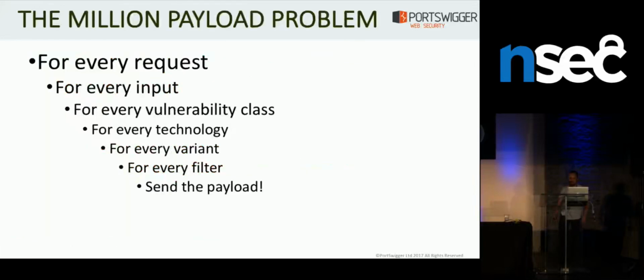So, the million payload problem is that, simply put, all of those payloads I've shown, a scanner can send, but that's a tiny number of the potential payloads you have to send to find every vulnerability class with every kind of filter or variant or technology. And if you try all of that per request, then you'll be sending over 1 million payloads per base request to the application, and you'll never finish scanning anything. So scanners can't do that.